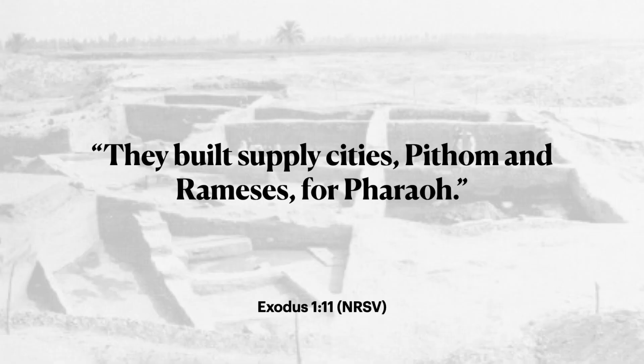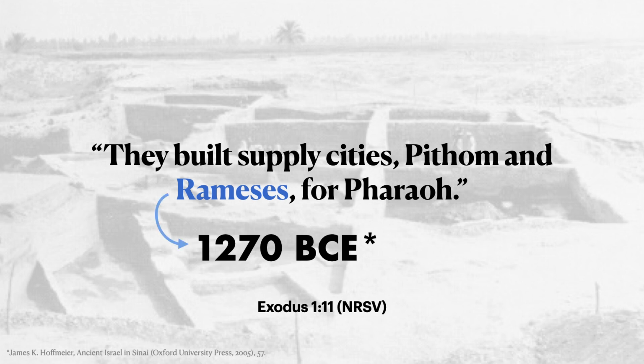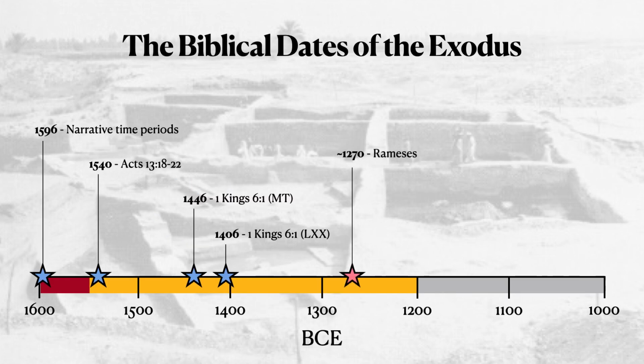We read in Exodus 1 verse 11 that they built supply cities, Pithom and Rameses, for Pharaoh. The biblical Rameses is a site known today as Qantir, and its construction began in around 1270 BCE. If we put that on our chart, we'll see that it doesn't fit any of our biblical dates. It's not even close. The biblical dates have the Israelites leaving Egypt between around 130 to 320 years before they even started to build Rameses. This isn't adding up.